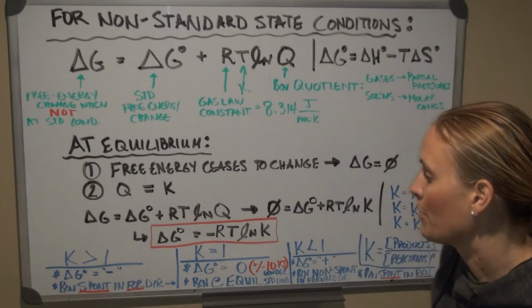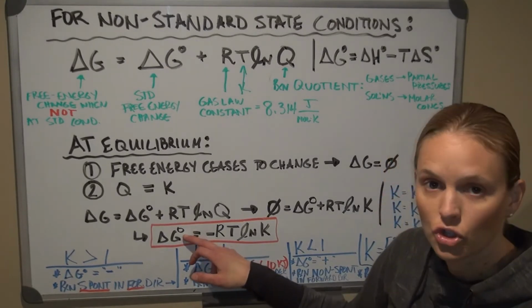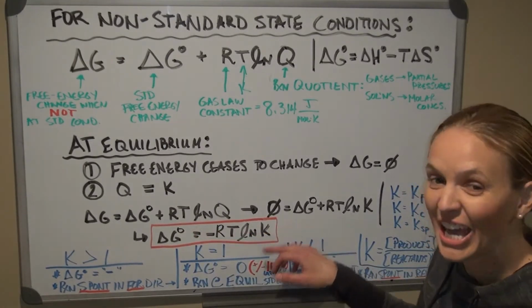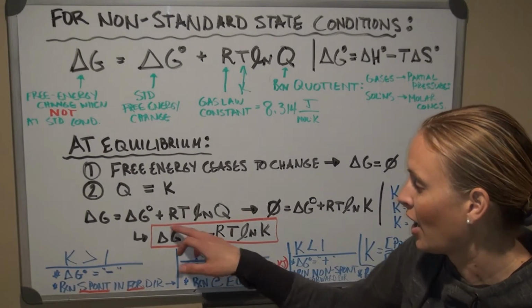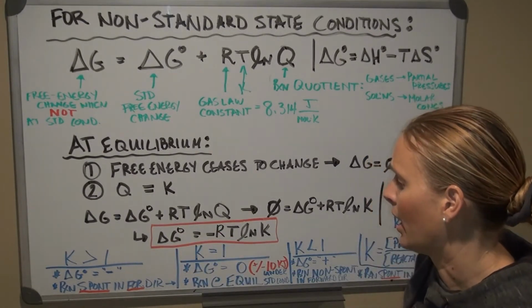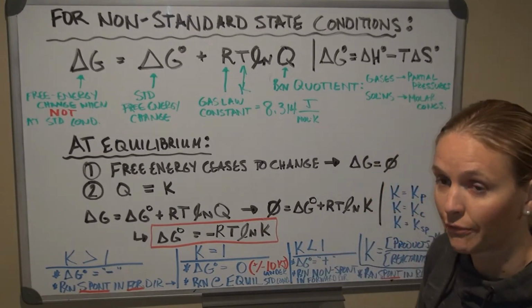All right, and this is really beneficial because I can calculate delta G naught if I'm given K, or I can calculate K if I can calculate the delta G naught from the appendix table values for the specific reaction.